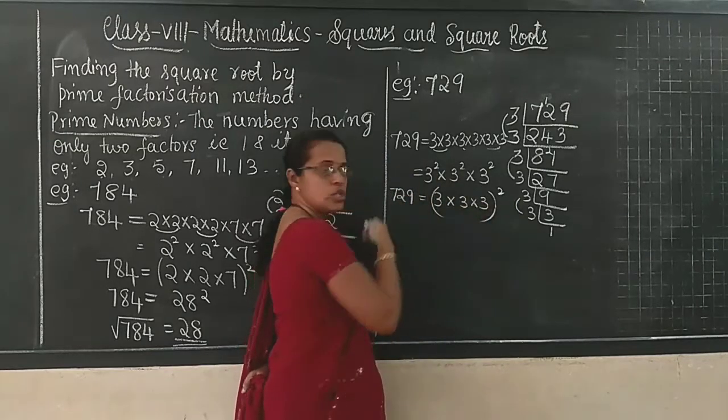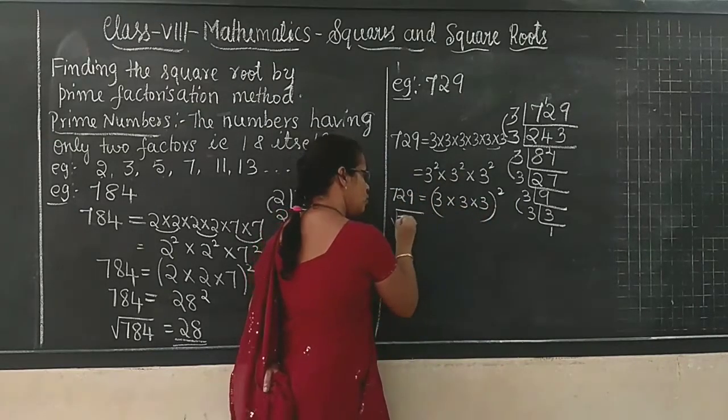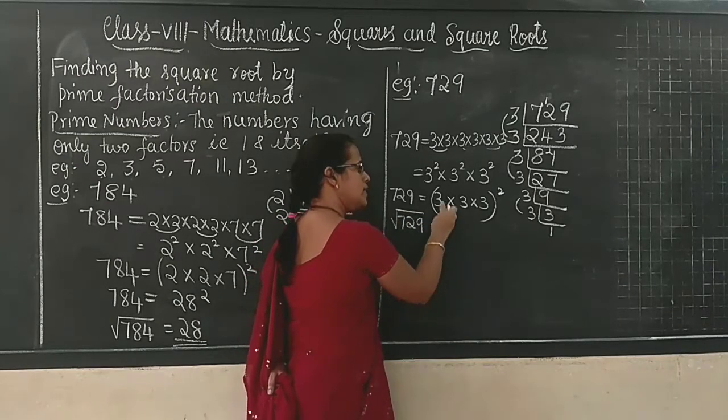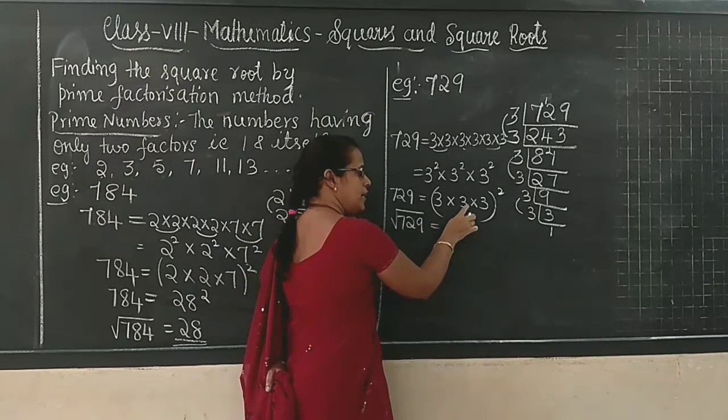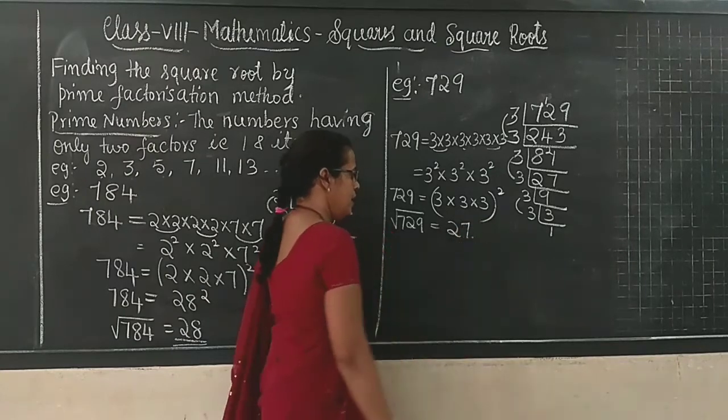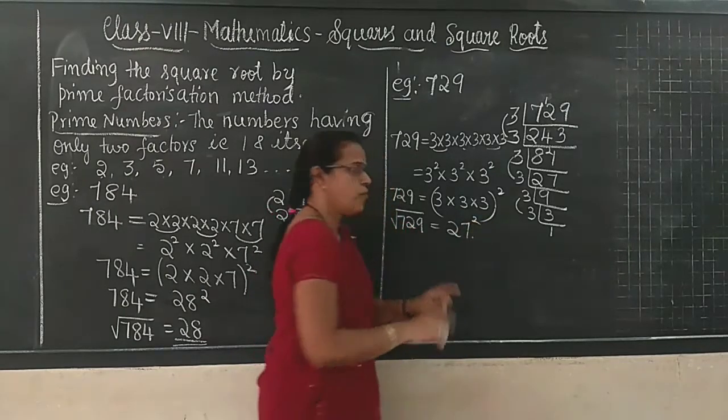729. Square goes, square root comes. Square root of 729 is how much? 3 3s are 9. 9 3s are 27. Please don't write 27 squared.